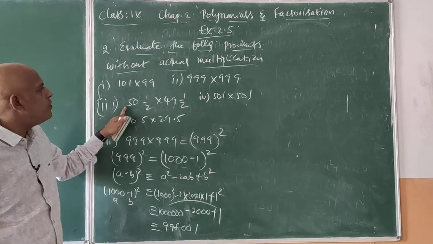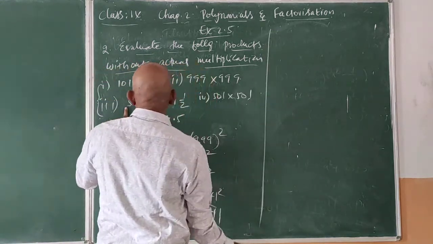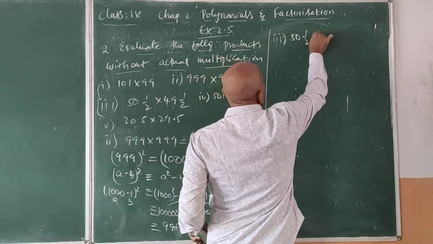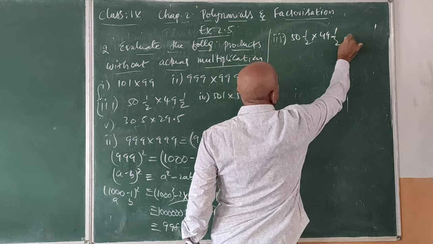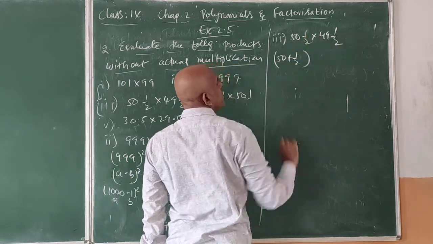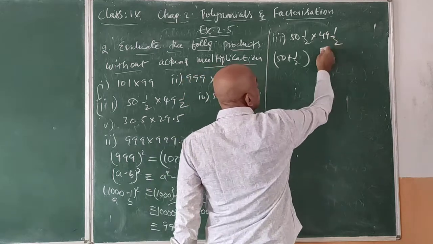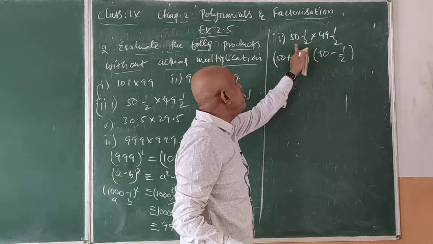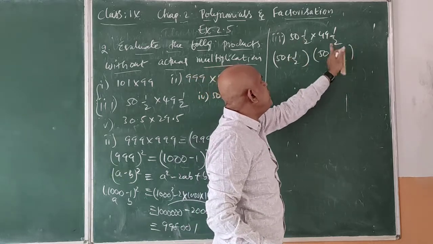Now I go for the third one. Third problem: 51 by 2 into 49 1 by 2. So 51 by 2 can be written as 50 plus half, 50 and a half. 49 1 by 2 is less by half, which is written as 50 minus 1 by 2. 50 plus 1 by 2 is 50 1 by 2; 50 minus 1 by 2 is 49 1 by 2.